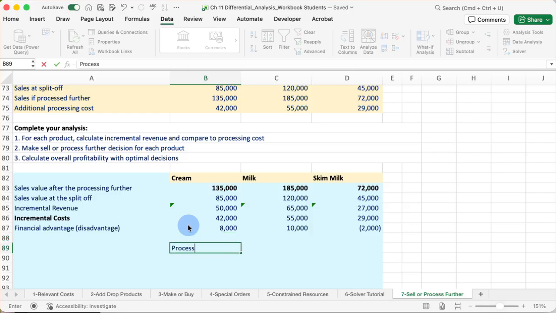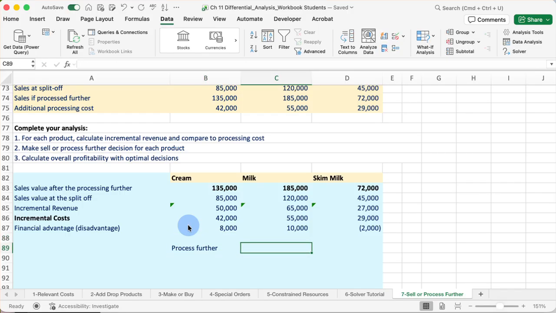So our decision would be to process further. For milk, there's a $10,000 advantage of processing further. So again, we're going to process further. And for skim milk, there's a $2,000 disadvantage. And so we don't want to do that. We want to sell as is.